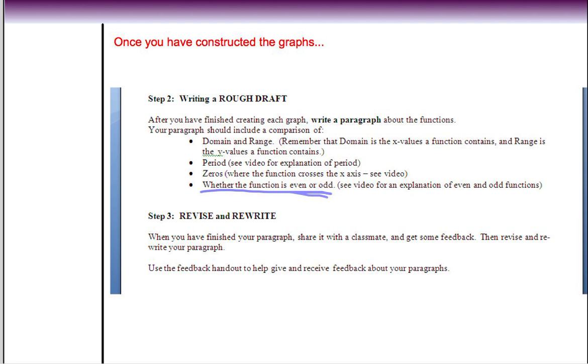So write your paragraph. Compare and contrast the two functions. What are their similarities? What are their differences? And make sure that you cover these four things as well. So after you've written the rough draft of your paragraph, when I say paragraph, I do not want it to be 2 sentences long. It should be a pretty lengthy paragraph. It'll probably take up half a page or maybe a whole page.